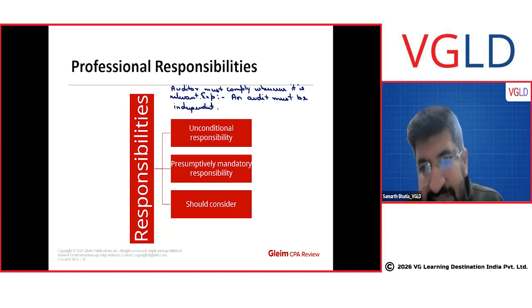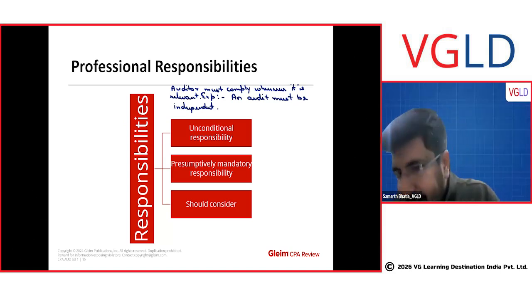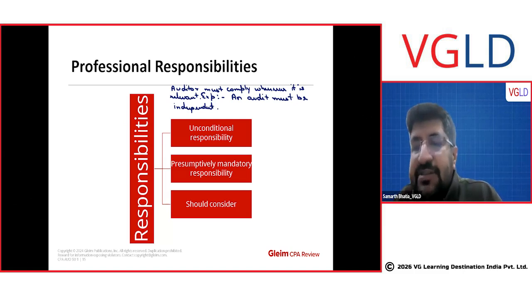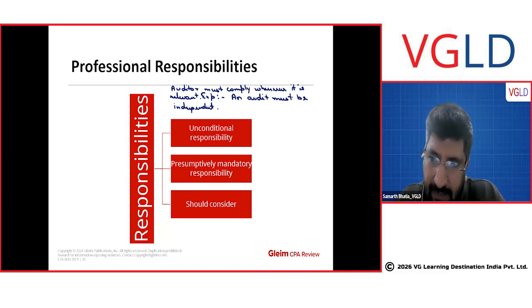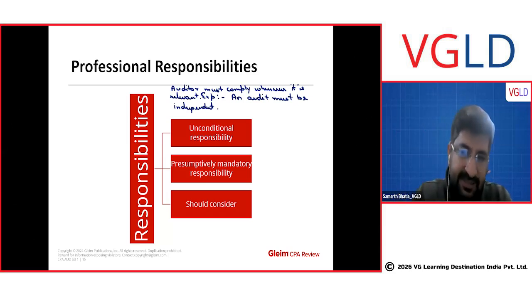Next is presumptively mandatory responsibility. They have to follow it whenever it is relevant, except in rare circumstances. So what are the rare circumstances? We'll be discussing that now.